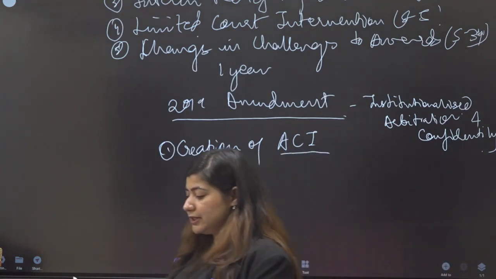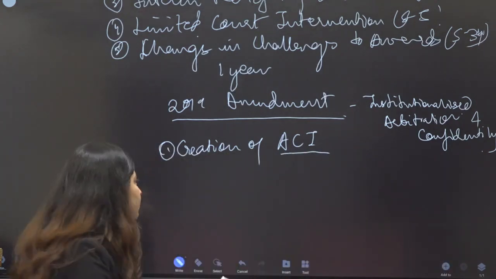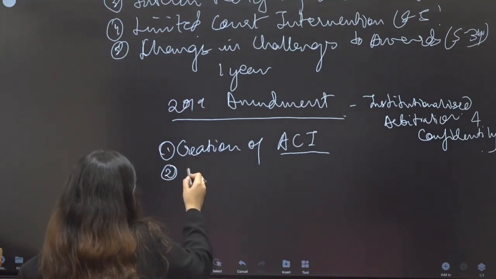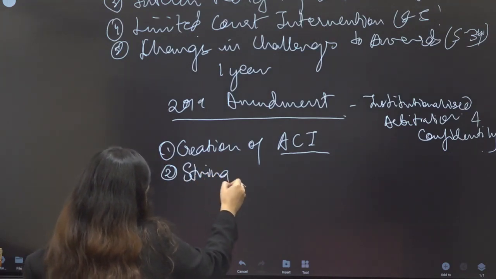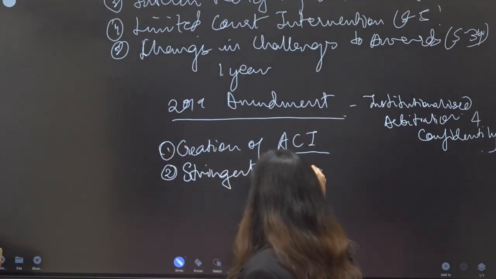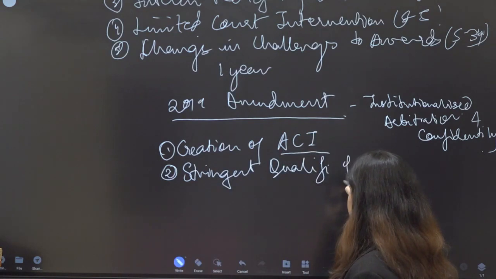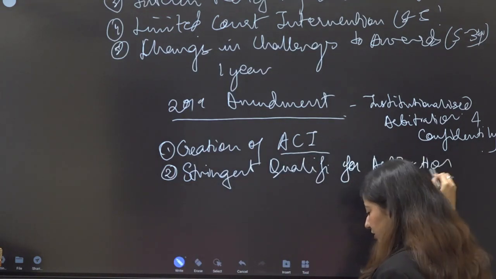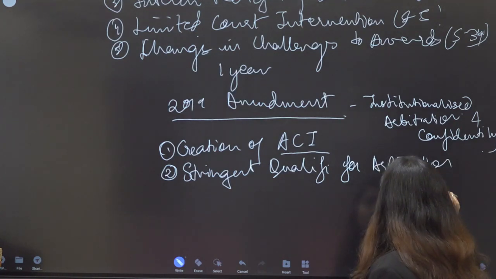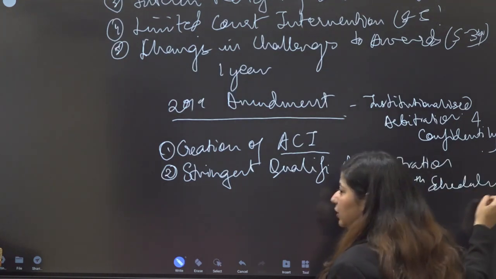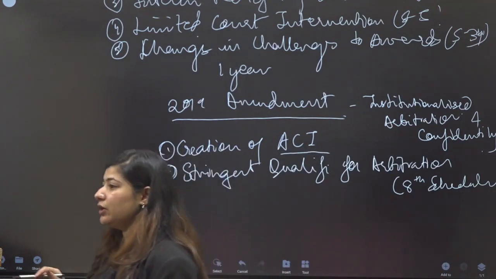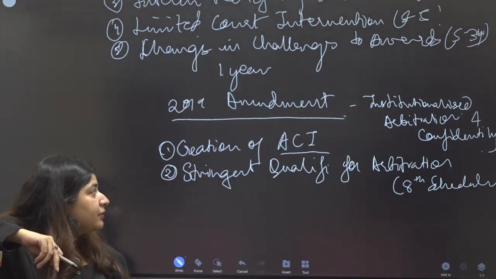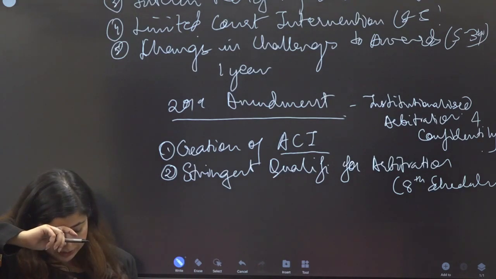Okay. Second key change that came with the 2019 amendment: stringent qualification for arbitrators. They made the 8th schedule more stringent. The qualification of who can and cannot be an arbitrator is in your 8th schedule, what qualification they should have, and the 2019 amendment made very stringent qualifications for arbitrators.